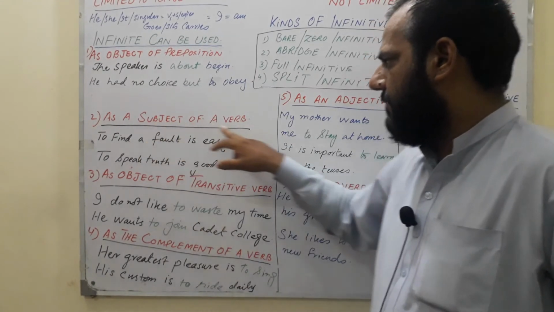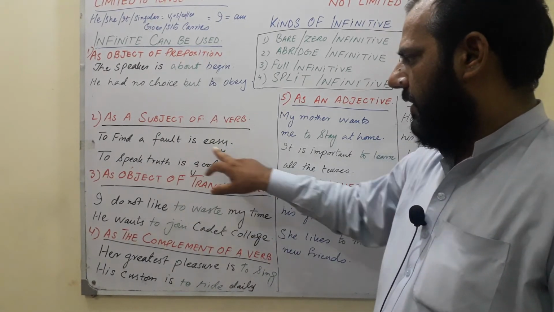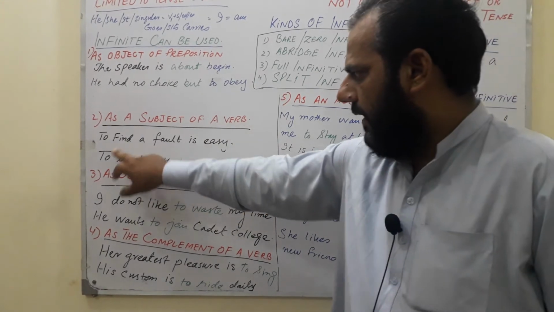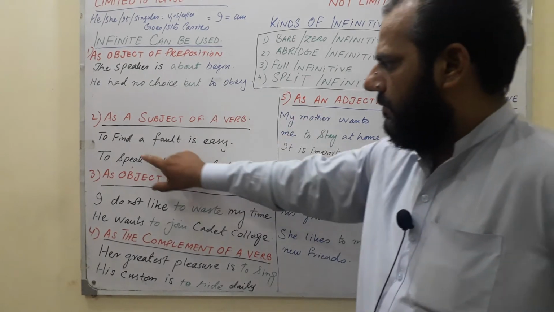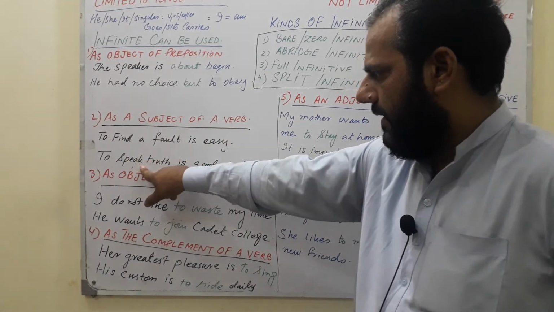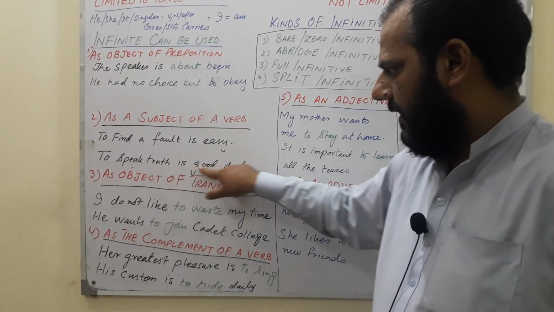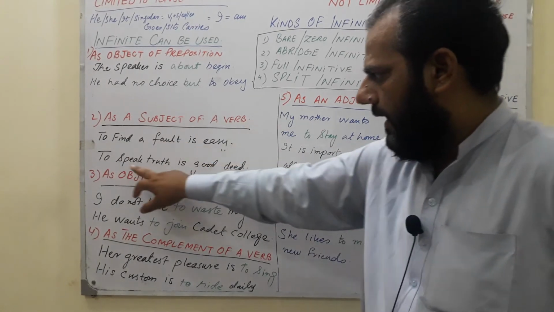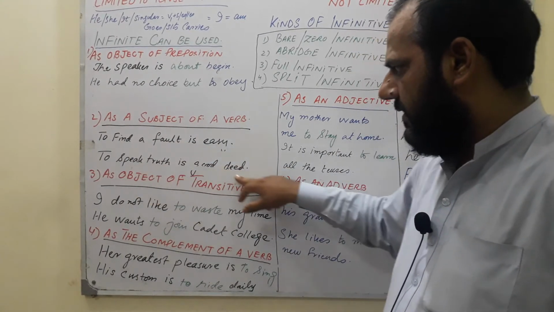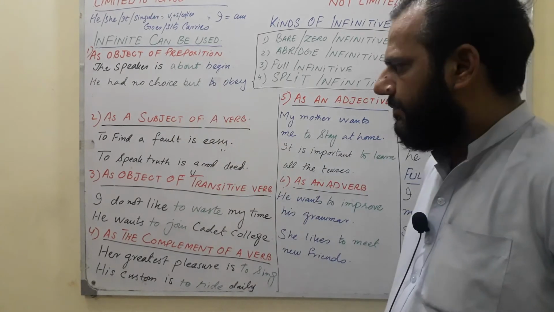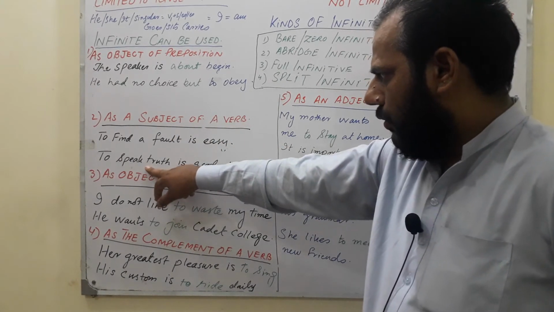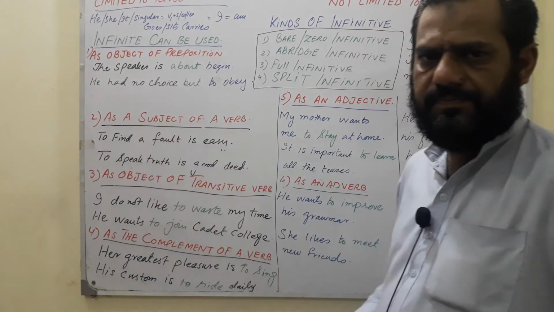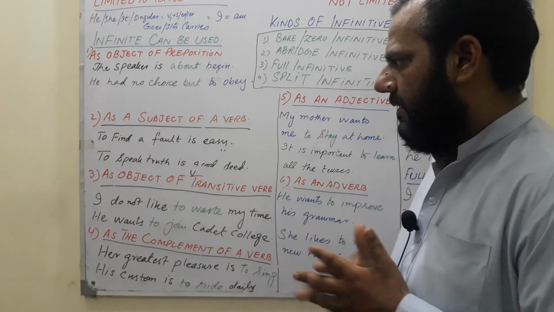The second one is as a subject of a verb. To find a fault is easy. To speak truth is a good deed. To find and to speak, both of them have been used at the subject place. The rest of the sentence is called the predicate. So "to find" has been used as the subject of the whole sentence, and "to speak" has been used as the subject of the whole sentence. That is called a subject of a verb.